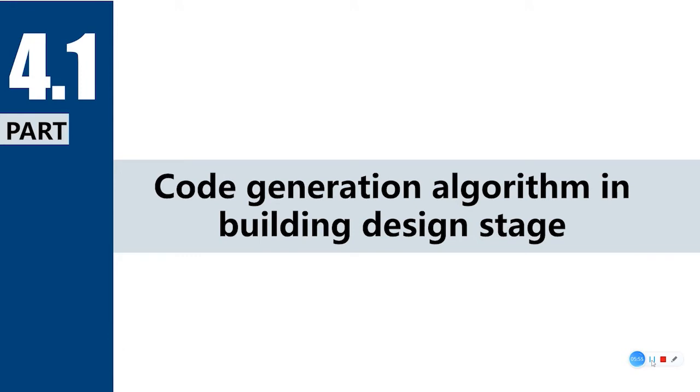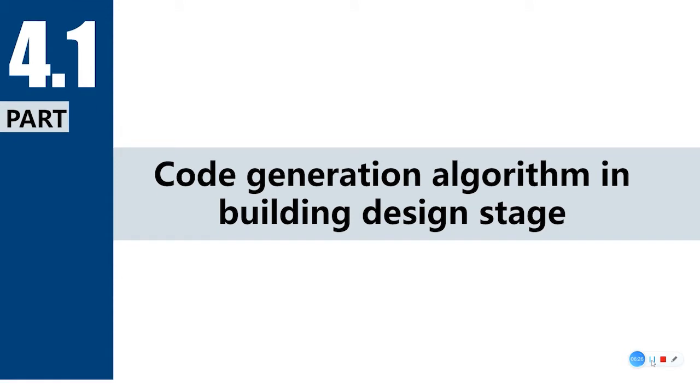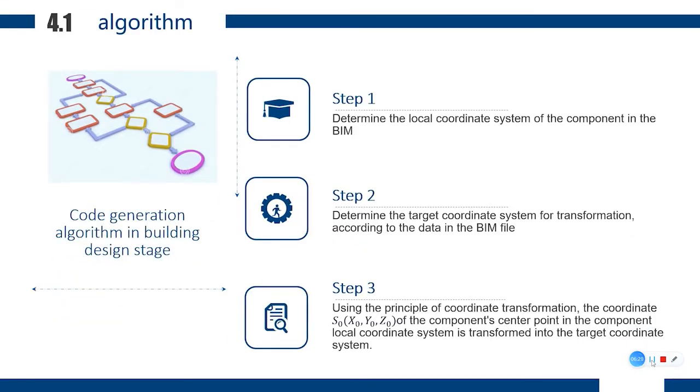Step 1 is to determine the local coordinate system of the component in the BIM, then determine the target coordinate system for transformation according to the data in the BIM file. Next, using the principle of coordinate transformation, the coordinate S0 of the component's center point in the local coordinate system is transformed into the target coordinate system.